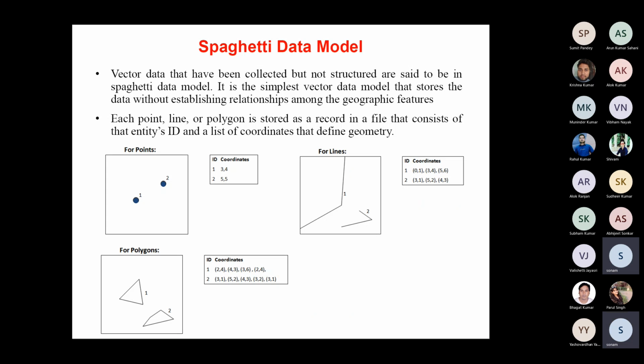So in the examination, if there is a question on spaghetti data modeling, you will draw three tables, and in each table there will be the ID and the corresponding coordinates.